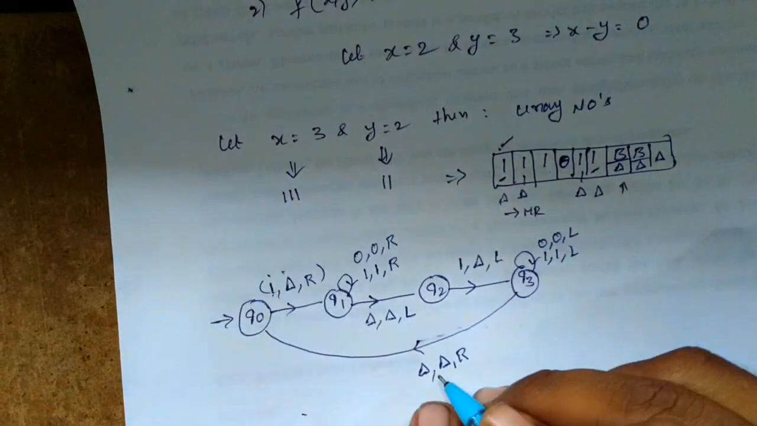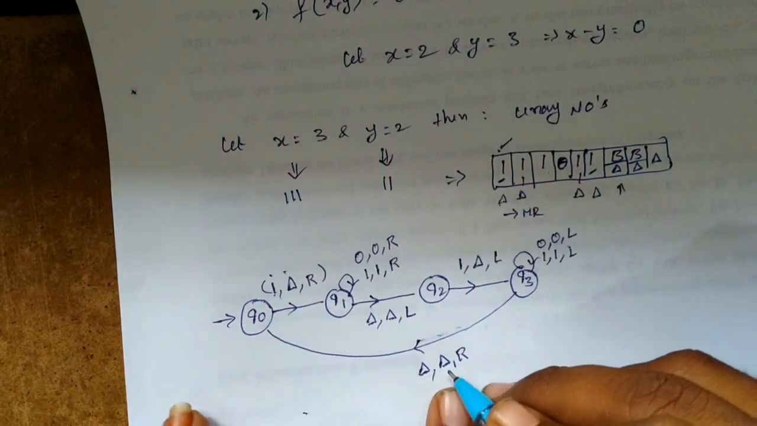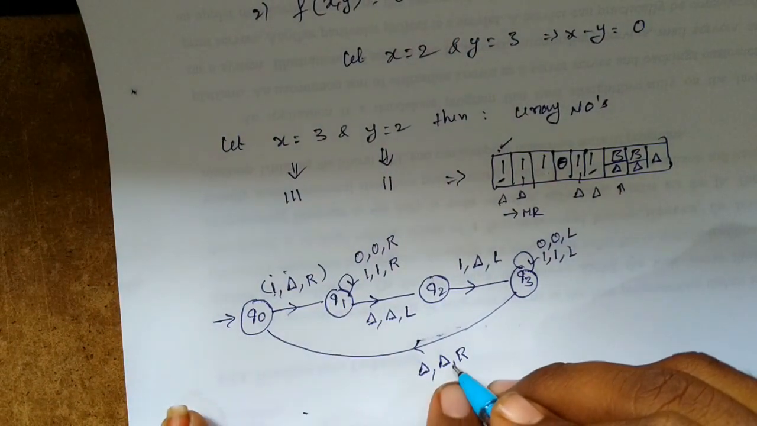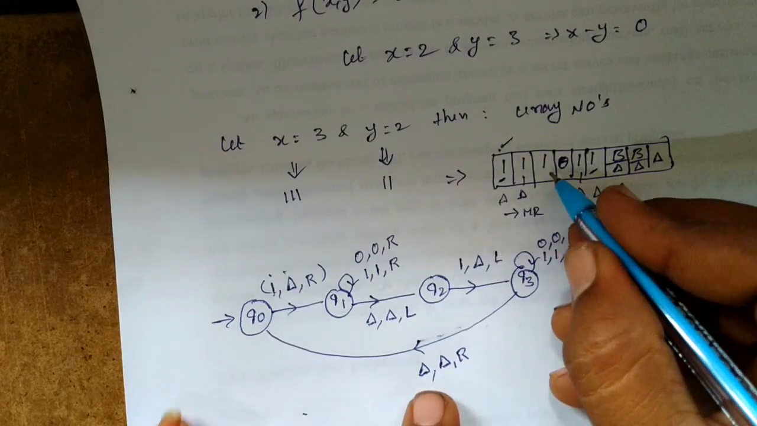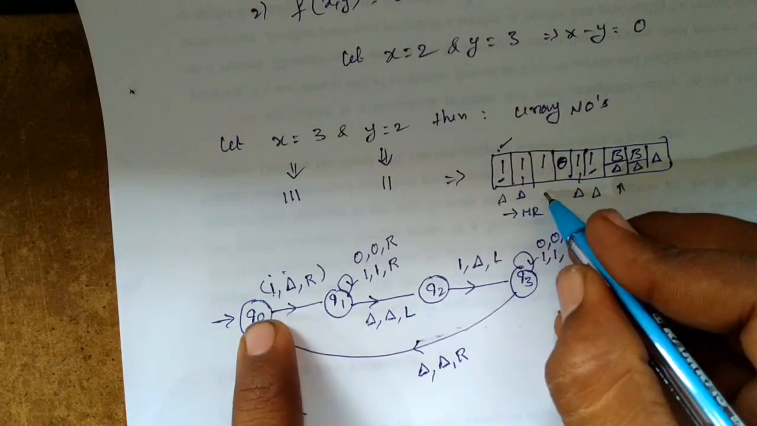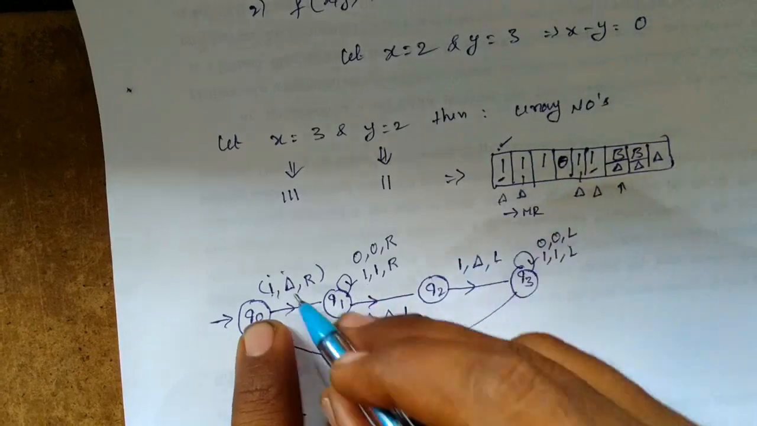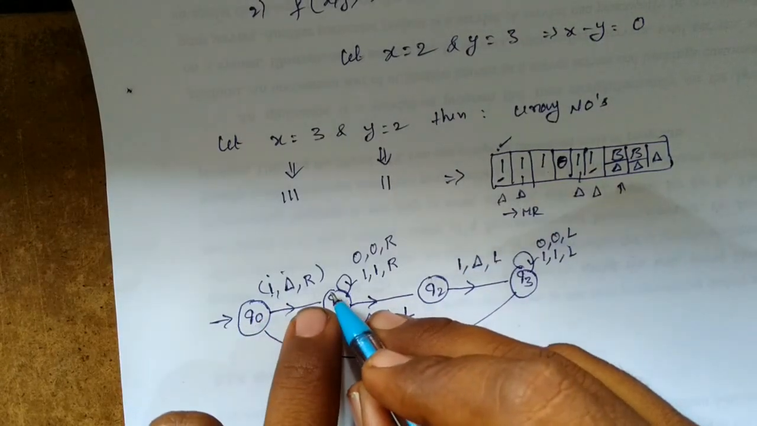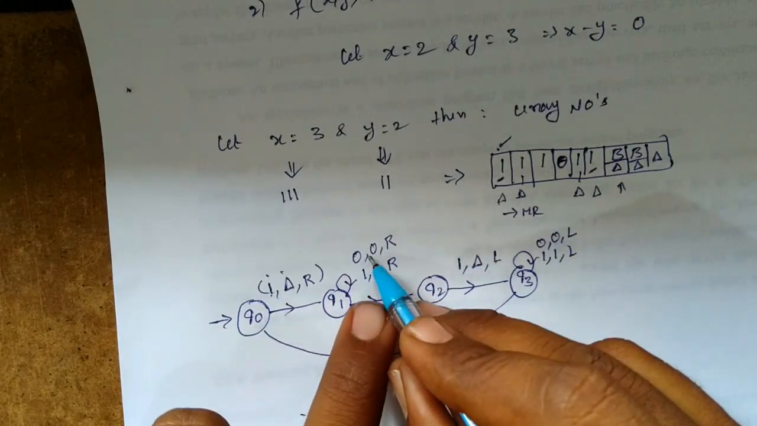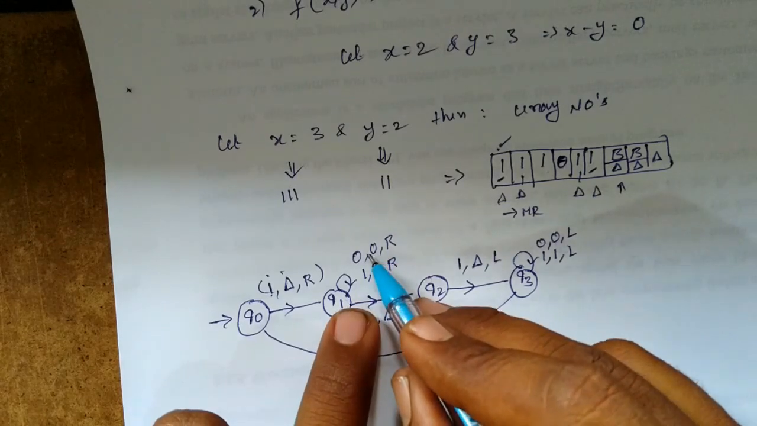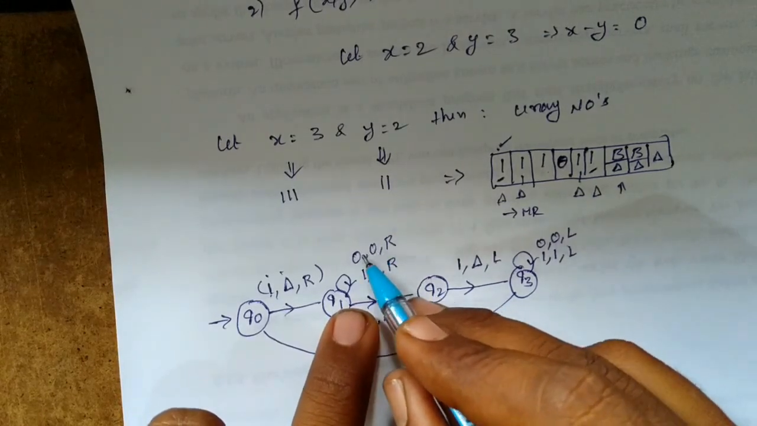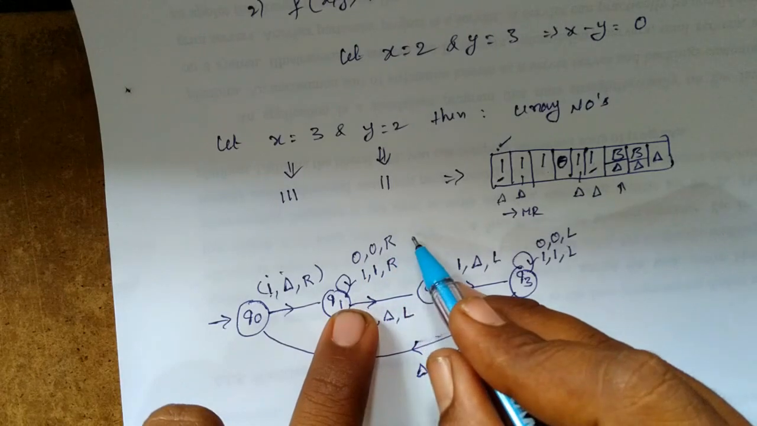So now del. So del, right. That means this del can be converted as del and then move right. So now this one can be converted as a del, this one can be converted as a del, and then move right. And next 0 is left as it is, that means we should not perform any operation, and then move right.